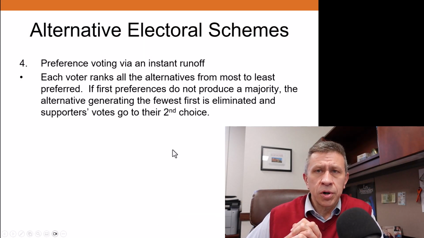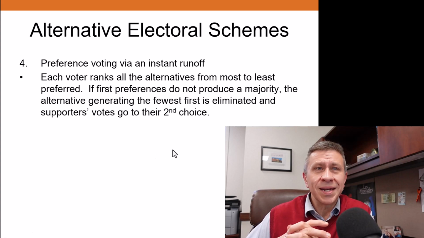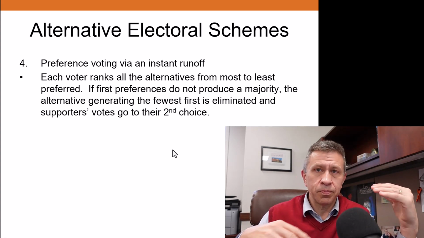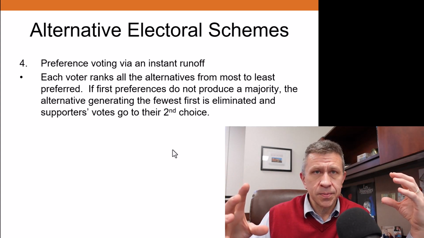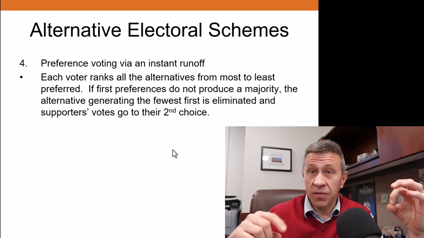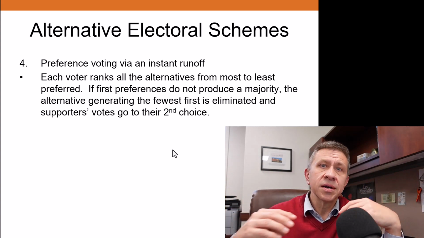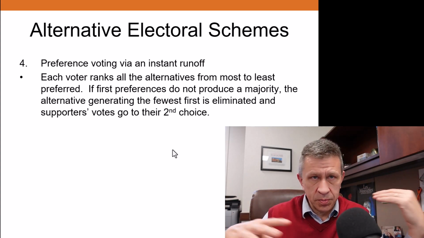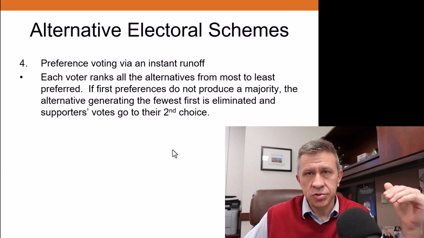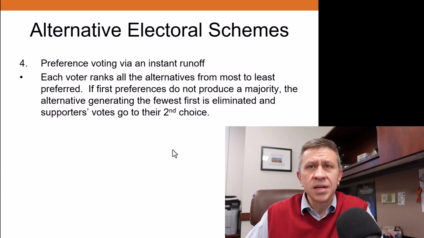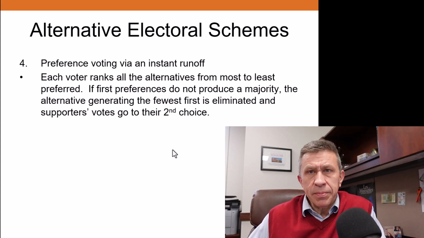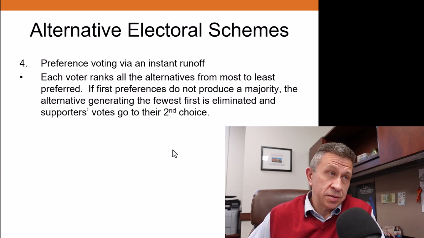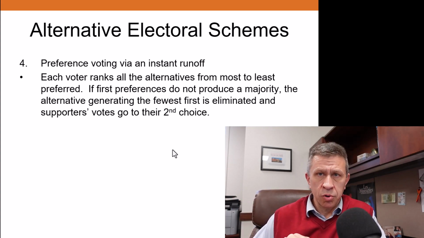Similar to the Borda rule, you could have preference voting with an instant runoff. So individuals are ranked, and then if the first preferences don't get you to a majority, the alternatives generating the fewest first place votes would be eliminated, and the supporters' votes go to their second choice. Some in favor of this would think, well, this just seems to be a nice way to get to a majority of the votes. It's also a little bit more efficient.